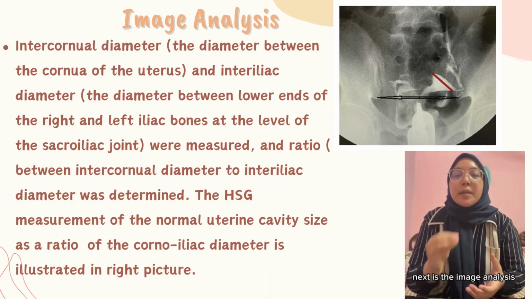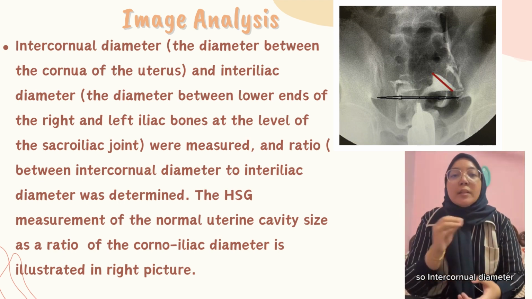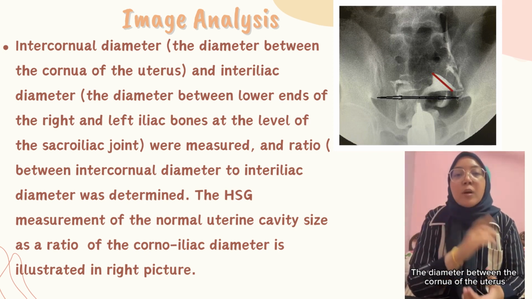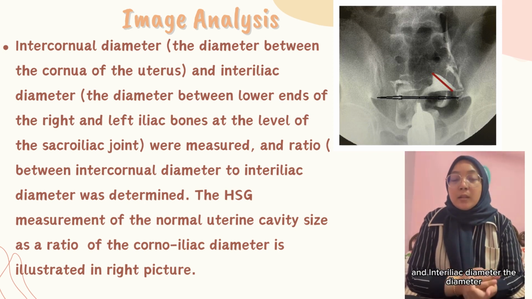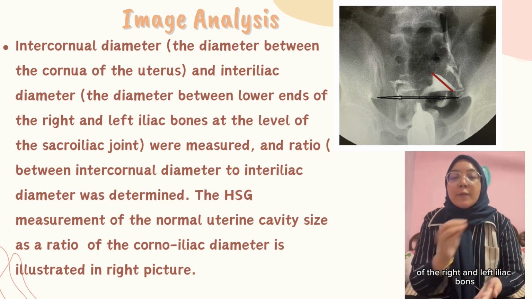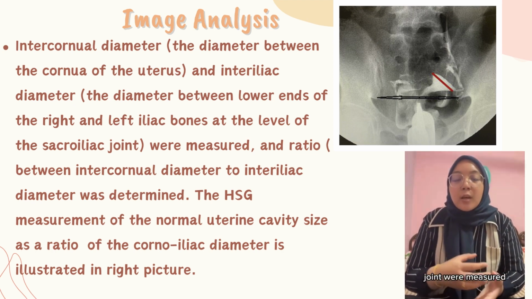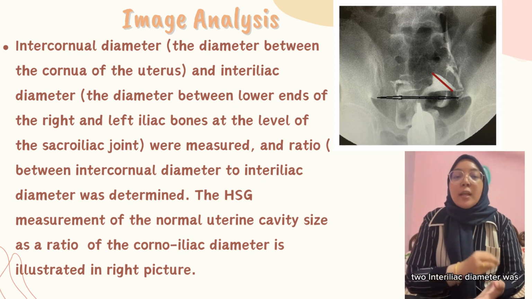Next is the image analysis. Basically, what we will see during the procedure and after the procedure. So, the intercornual diameter, the diameter between the cornua of the uterus, and the interiliac diameter, the diameter between the lower ends of the right and left iliac bones at the level of the sacroiliac joint, were measured, and the ratio between the intercornual diameter and the interiliac diameter was determined.